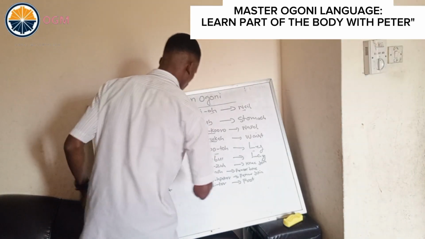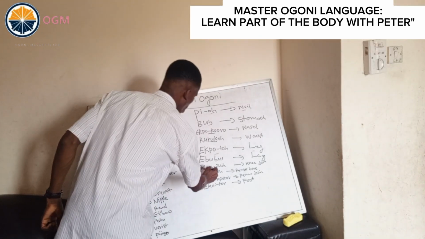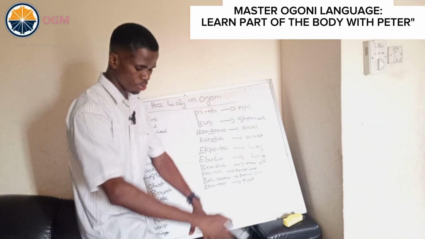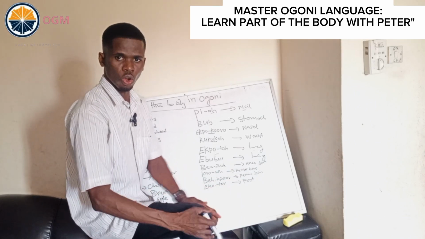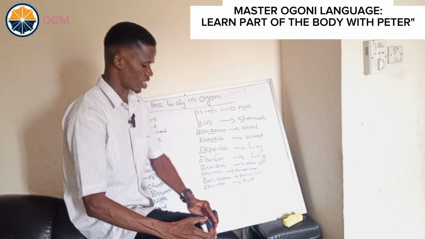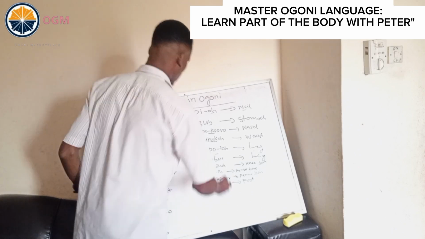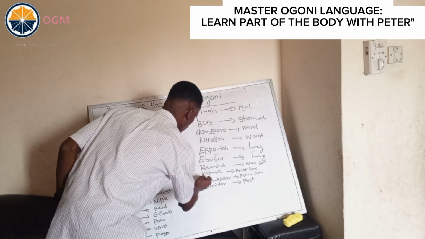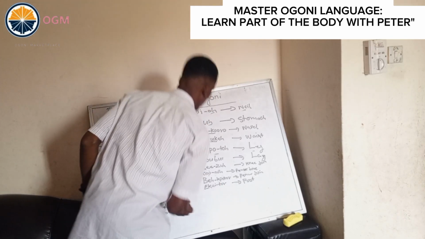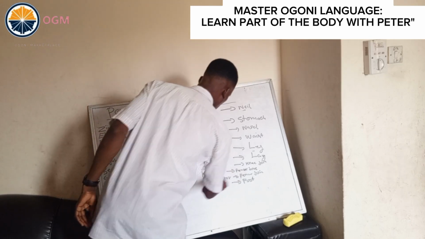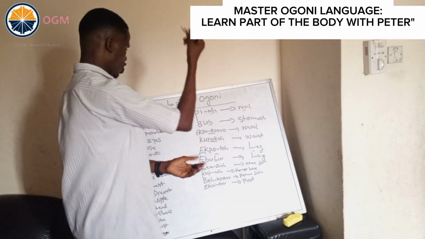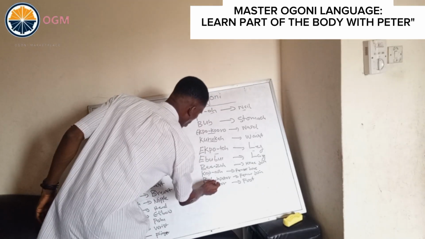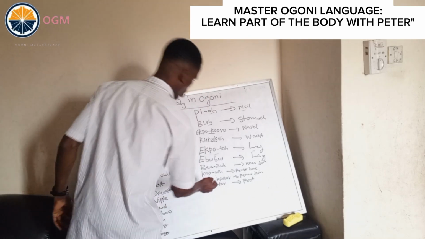Then here we have Bezu, which is knee joint. Bezu is called knee joint. Then here we have Nowa. Then here we have Bewito.